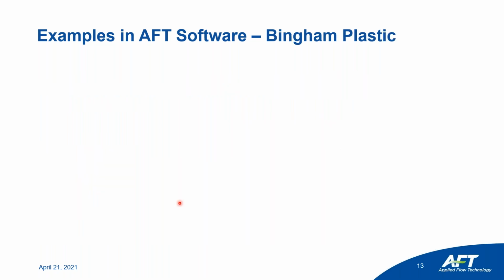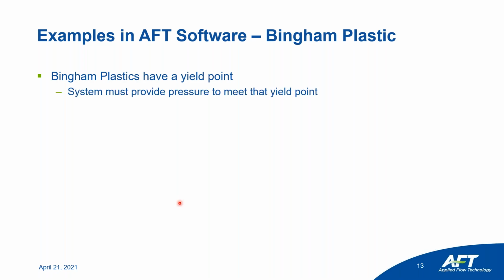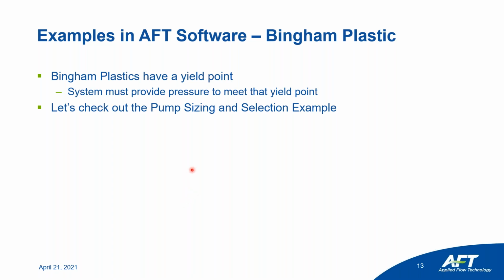So the next example we'll look at is a Bingham plastic fluid. And as you recall, a Bingham plastic has a yield point. The system must provide some minimum pressure value to meet that yield point. And until you reach that, the system won't see any flow, which can yield some kind of interesting behaviors. So with that in mind, let's go ahead and check out another example, our pump sizing and selection example.